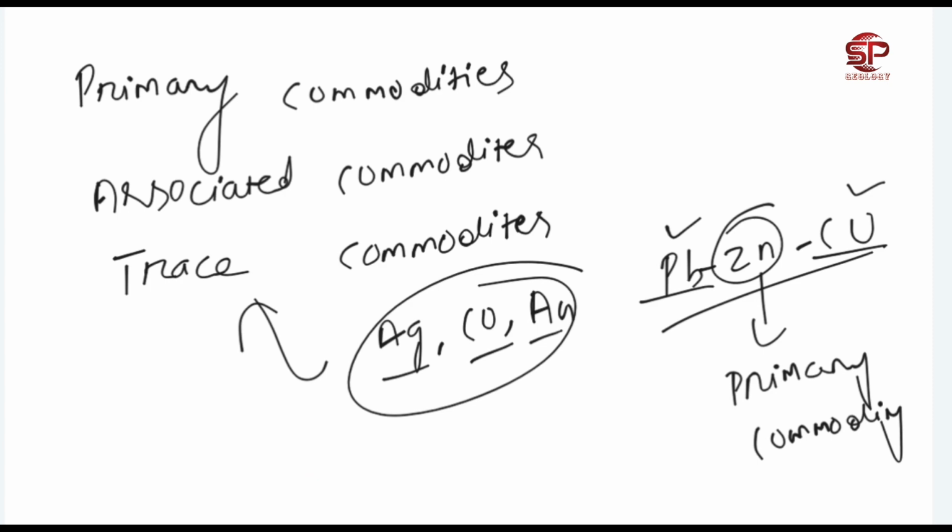So the mine always depends upon primary and associated commodities. It doesn't depend upon the trace ones. A mine is always established on the basis of primary and associated commodities. So we can say primary or main commodity, then byproduct or associated or secondary commodity, then trace or tertiary commodity.